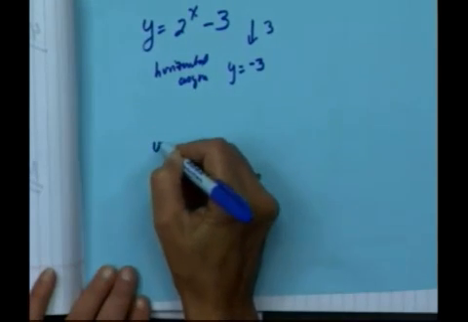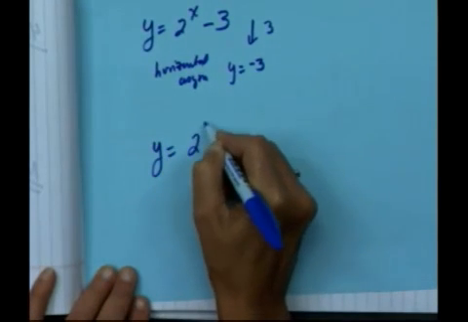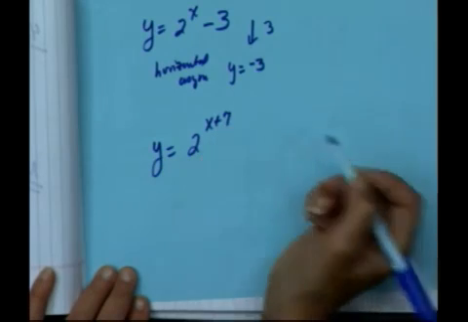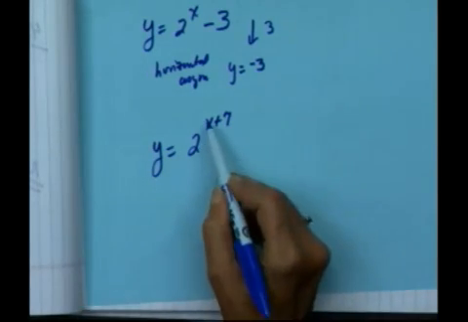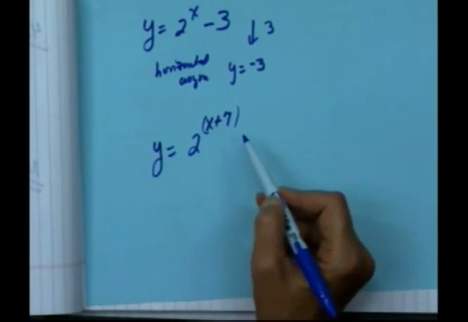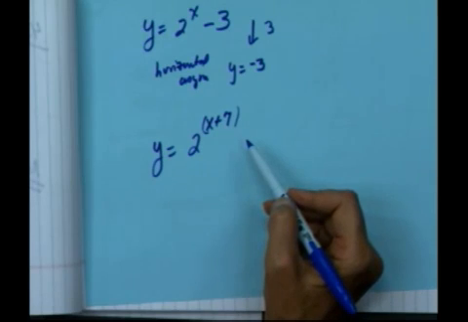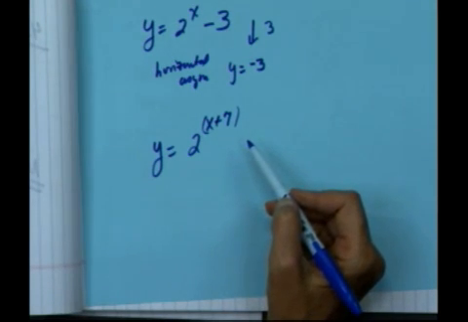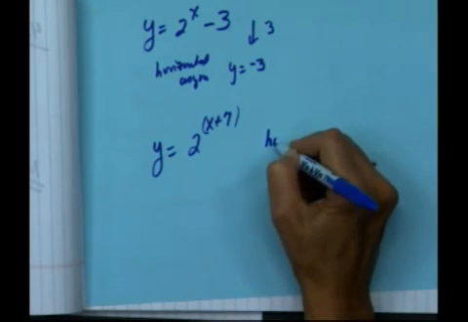What about y equals 2 to the x plus 7? What's that going to do? Shift up 7. Is it a shift up of 7? Shift up. It's a horizontal. No. Is it vertical? What is it? Horizontal.